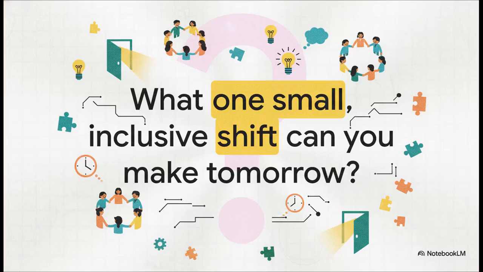So that's what we'll leave you with. This isn't about throwing out everything you do and starting from scratch. No way. It's about making small, intentional shifts. So, what's one small, inclusive shift you can make in your classroom tomorrow? Maybe it's just pausing for a few extra seconds after you ask a question. Maybe it's offering a choice on one little assignment. What's that one little thing you can do that opens up a door for one student and ends up making the entire room just a little bit brighter for everyone?